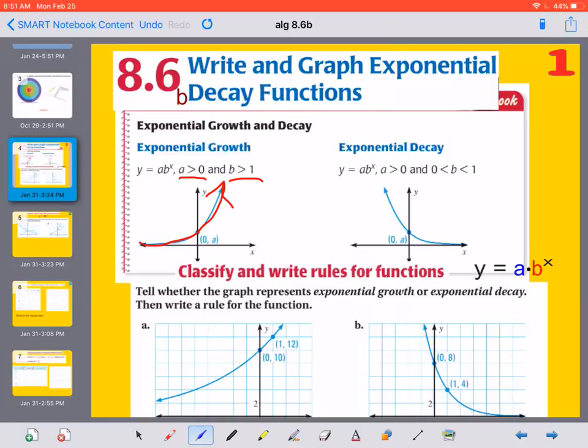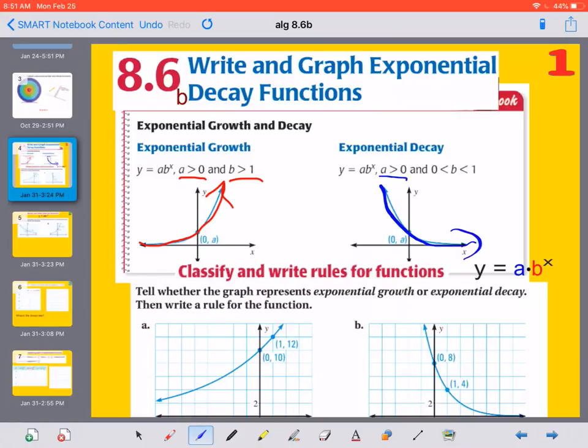Exponential decay functions is still y equals a times b to the x, with a greater than 0 and b greater than 0 but less than 1. So it's going to be a decimal or a fraction in between 0 and 1. Now a decay function is going to be a curve going down.